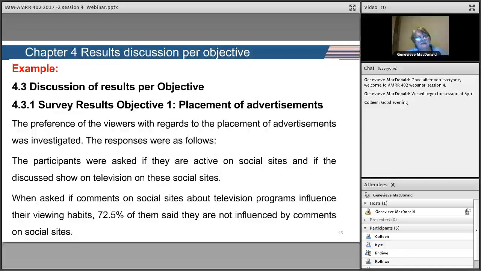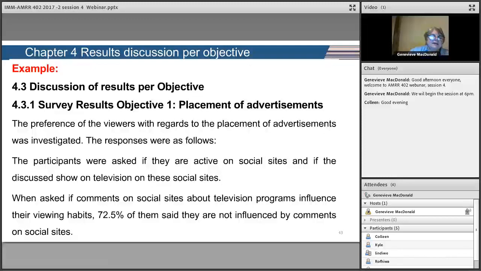Let's look at the discussion of results per objective. Say, for instance, a survey results from objective 1, the placement of advertisements. You can see the questions there, and they are actually saying there, 72.5% say they are not influenced by comments on social sites.